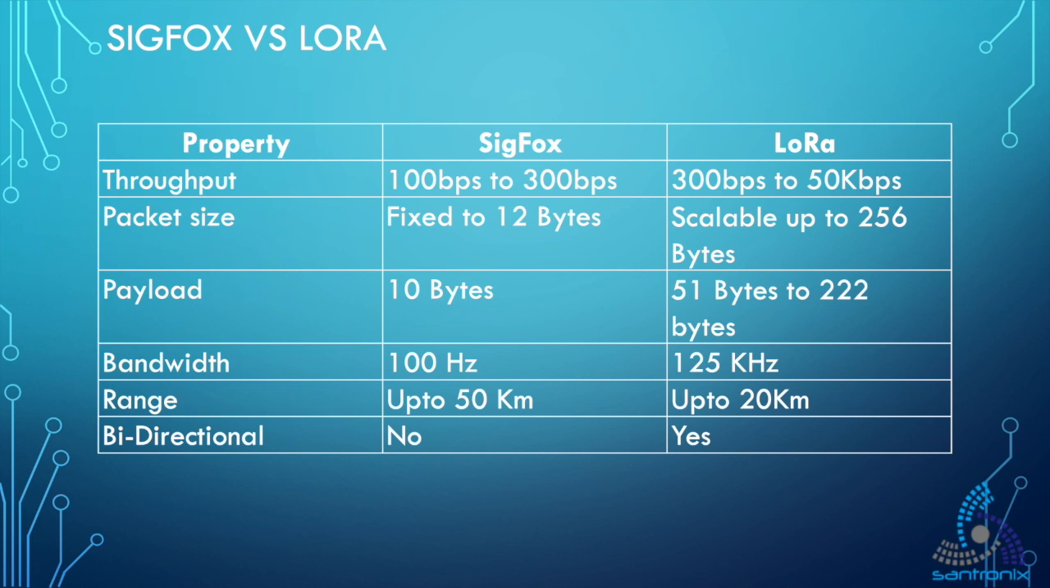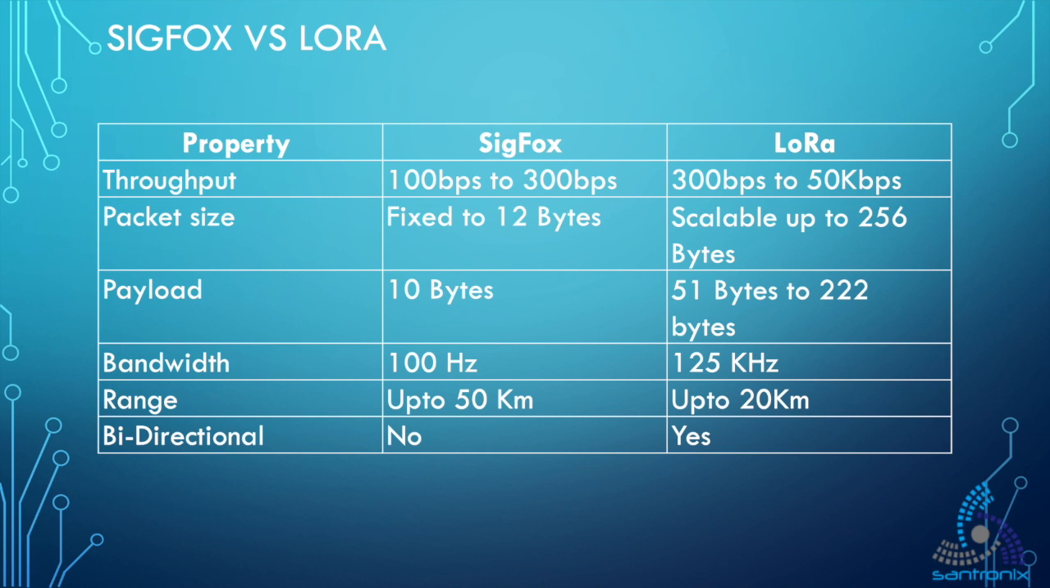Payload is only 10 bytes in Sigfox, whereas the payload in LoRa is 51 to 222 bytes, which efficiently uses the entire packet for most of the data. Bandwidth in Sigfox is 100 hertz. As we said, it's a narrow band, whereas LoRa has a bandwidth of 125 kilohertz.